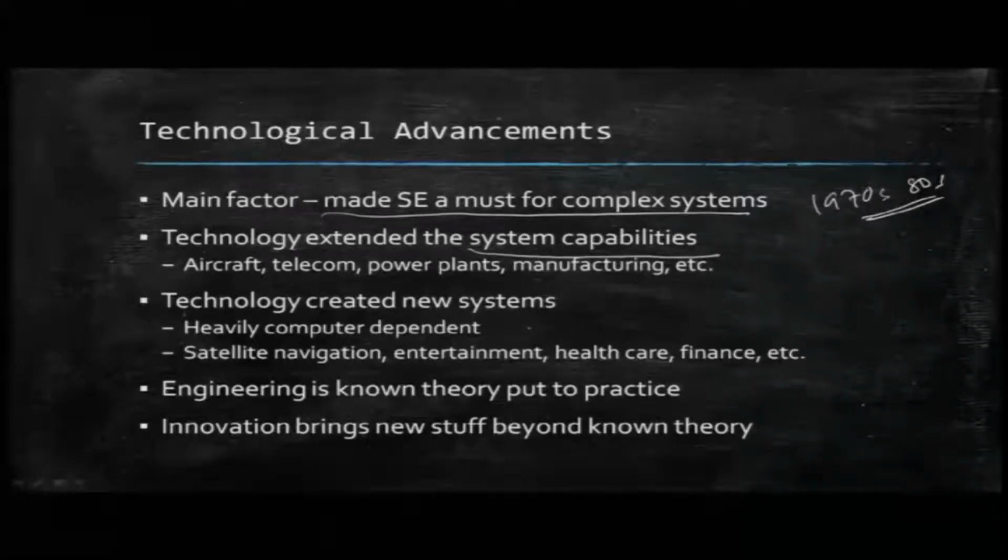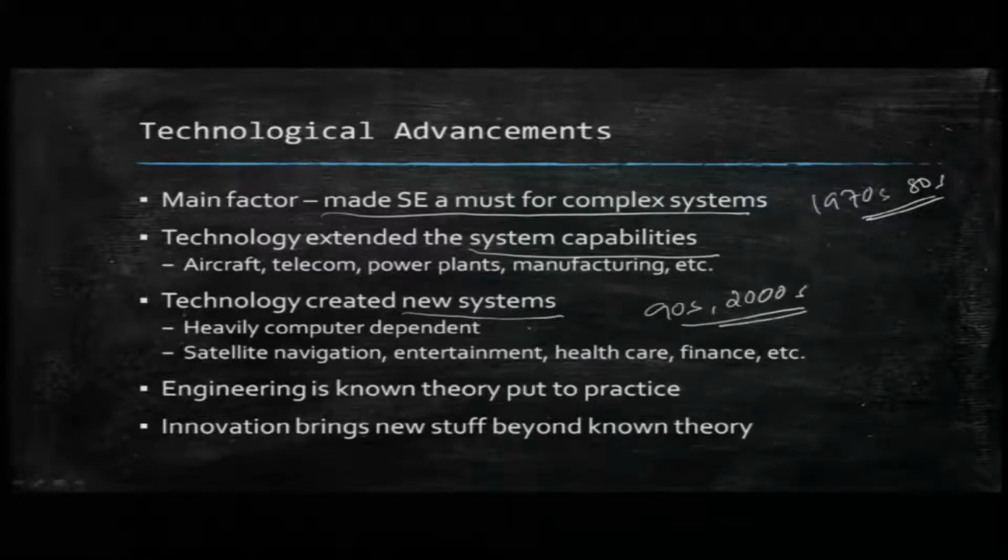Similarly, technology has also created new systems. The first is that it increased the capabilities of the existing systems. Another is that it also created new systems. Most of the new systems created in the 90s and 2000s have been heavily computer dependent. Earlier, in land-based telephones, the presence of a chip was not an important thing. There were actually no chips present. Whereas in a mobile phone, you are talking about a processor and memory. It is almost like a mini computer that you carry around in your pocket, with which you can do a lot of your daily activities.